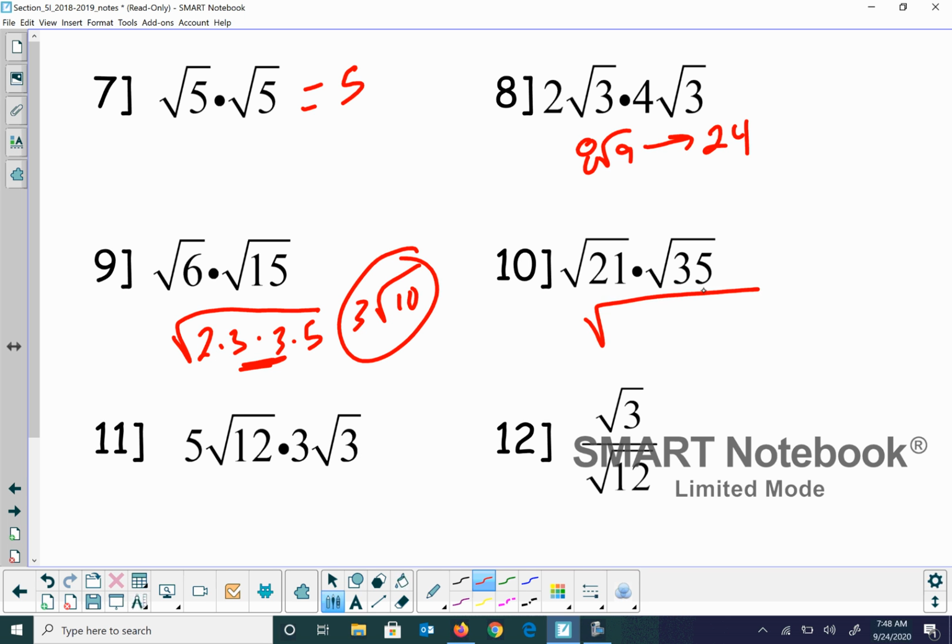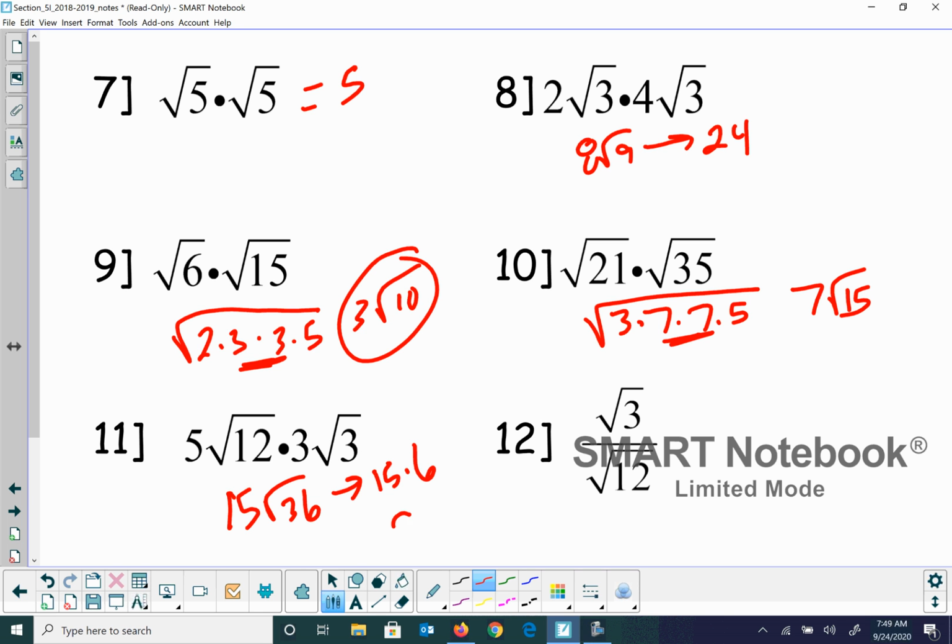And again, I'm going to start breaking this apart. I get 3 and 7, 35 is 7 and 5. This is a perfect square here, so I get 7 root 15. This is going to give me 15 root 36, which is going to give me 15 times 6. And that gives me 90.